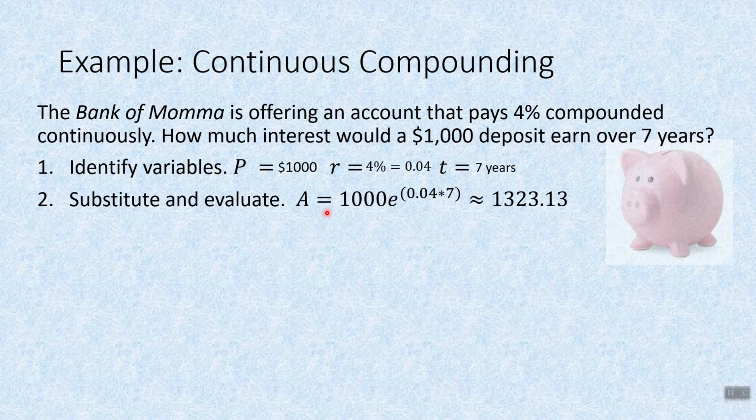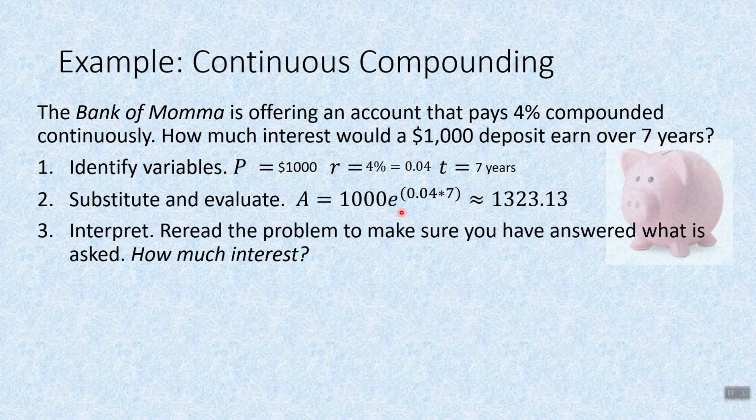We'll have A equals P, which is 1,000, E to the RT. Notice that I put in parentheses my exponent to make sure the calculator carries out the operation correctly. E is a button you'll find on your calculator. Find where the LN button is, and I bet E is going to be a second function of that. And we end up with $1,323.13.